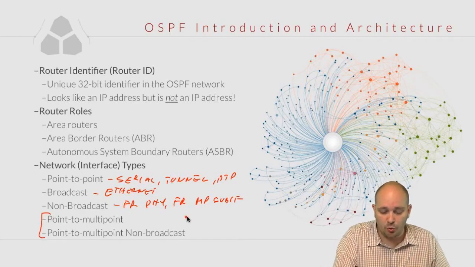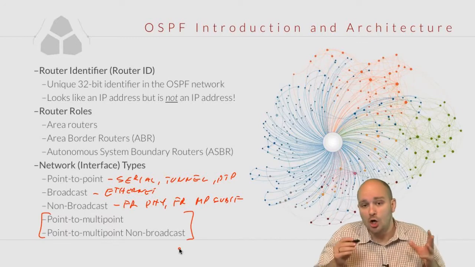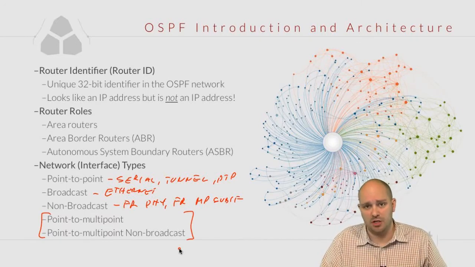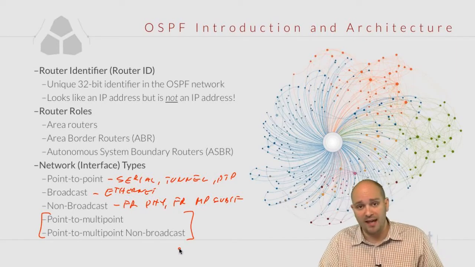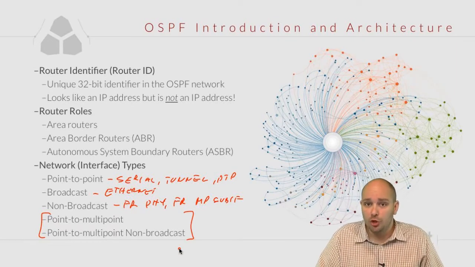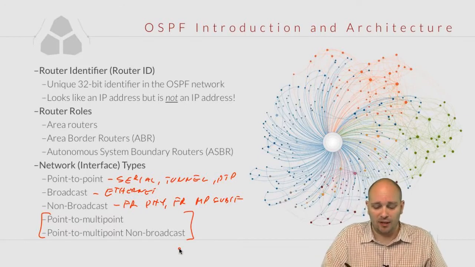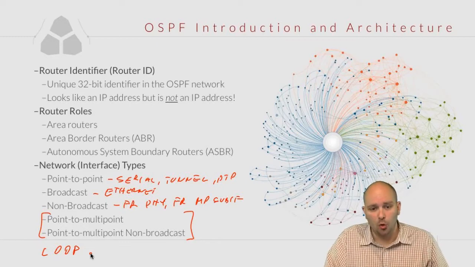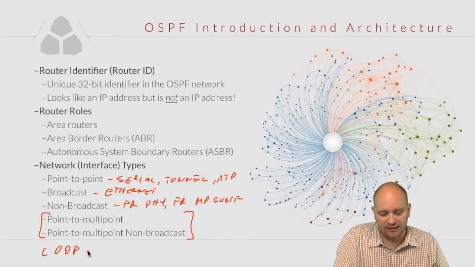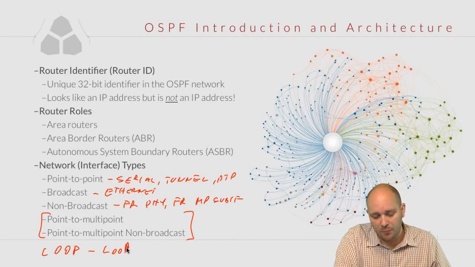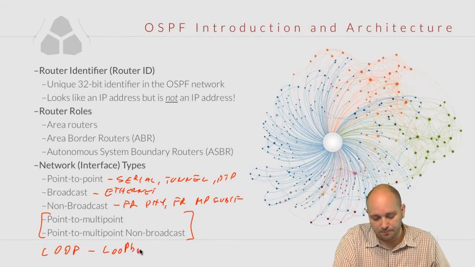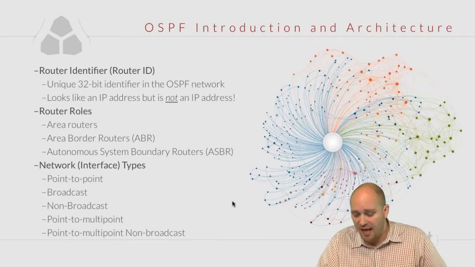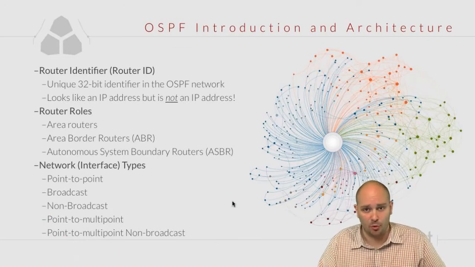Point-to-multipoint and point-to-multipoint non-broadcast are not default on any of the interface types, but they can be specially configured. They have a particular behavior that might be of use to you in the network. And finally, I did mention that there is a last one, which is loopback, or loop as IOS calls it, which is going to be the default on loopback interfaces. There is a special behavior about the loop interface, and as I said, I will talk about it in a little bit more detail later on.